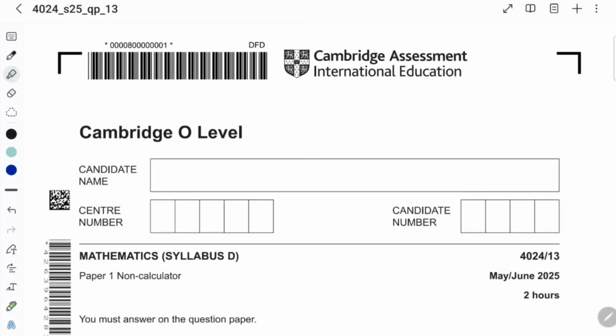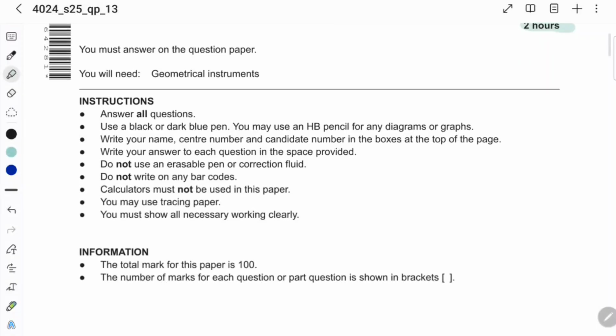Hello everyone, welcome back. In this video we'll solve the O-level mathematics syllabus D paper, code 4024, paper 13, variant 13, May-June 2025. This is a 2 hour paper, and a calculator is not allowed. It means it's a non-calculator paper. The total marks of this paper is 100.